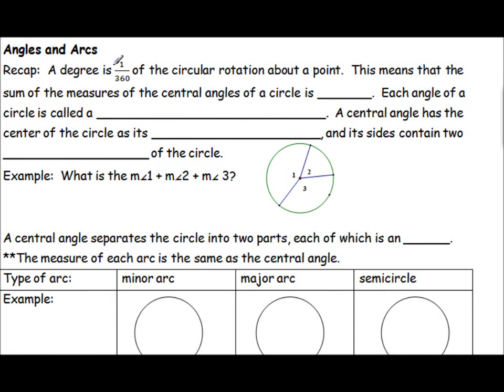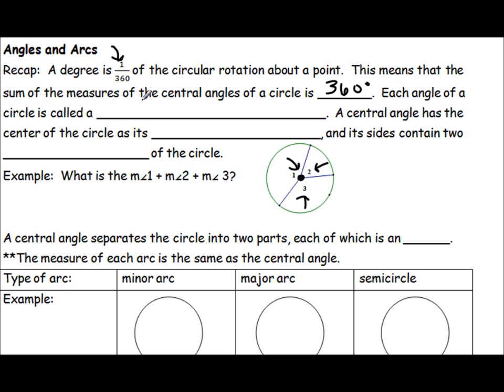Alright, so as we know, a degree is 1 out of 360 of the circular rotation about a point. So each degree is 1 out of 360 possible turns about a point. This means that the sum of the measures of the central angles of a circle is going to be 360 degrees. So here are the central angles in a circle, and centered around that point, those angles are going to have a sum of 360 degrees.